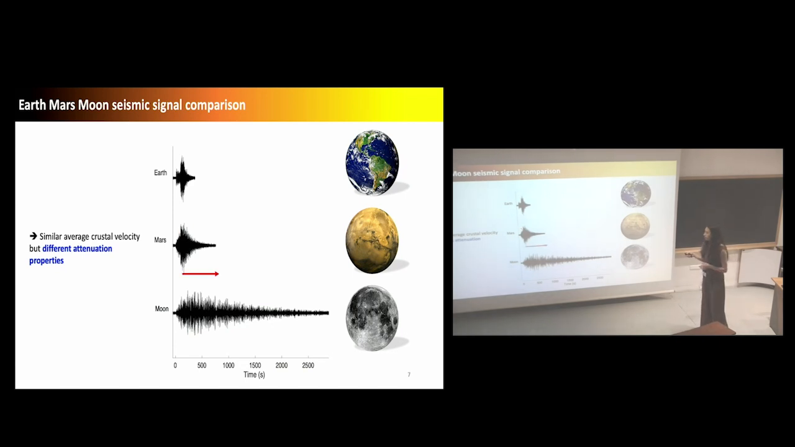So when we have a first look at these events, we may think that these differences that we observe here are directly related to the velocity model of the structure. But in fact, if we do an average of the velocity modeling of the crust for the three telluric objects, we find something very similar. So the estimations here are very similar. So the main difference that we are observing here is directly related to the attenuation property of the medium. So this is why understanding and constraining the attenuation in the planetary field is very important.